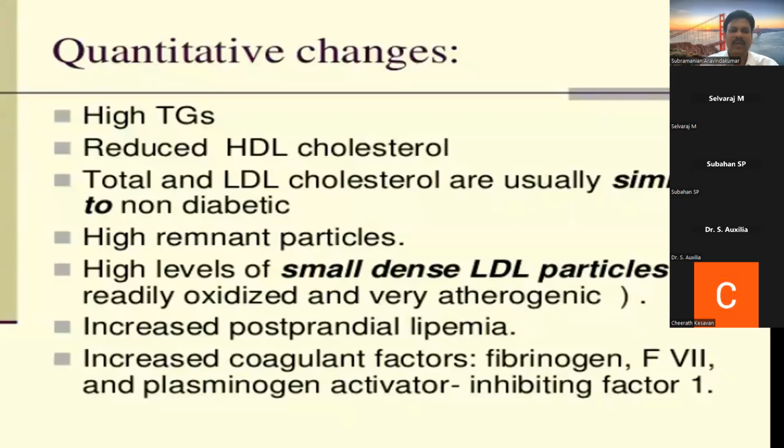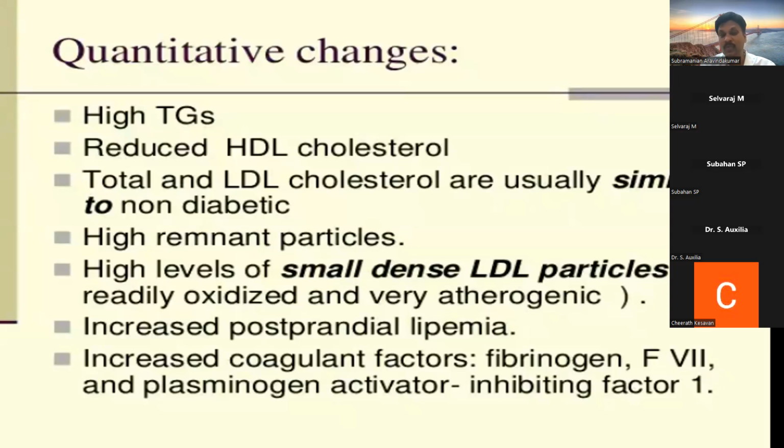Quantitatively, what are the numbers we are going to see? High triglycerides and reduced HDL cholesterol. In any lipid profile, these two are the hallmark. Total and LDL cholesterol are usually similar to non-diabetics, but it contains more small dense LDL. How do you say it? I simply gave a calculation: the triglycerides to HDL ratio of more than 5.